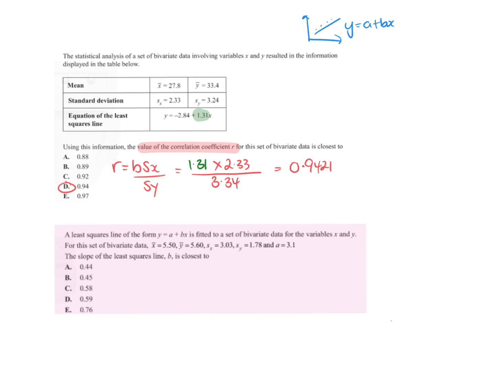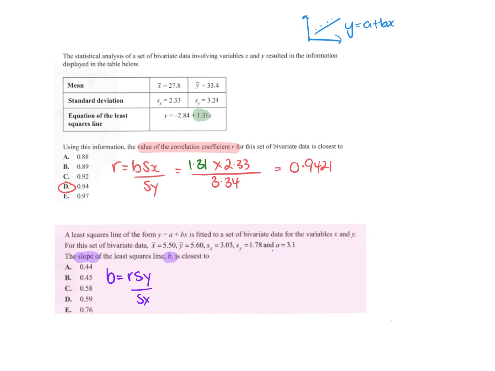Okay, in the next one, the least squares line of the form y equals a plus bx is fitted to the set of bivariate data, and the variables x and y, and they've given us a little bit of the statistics there. Now for the question, it's asking me for the slope, or the B value. If I write out my B value formula, B is R times SY over SX. Now, if I look through my data, I don't have R there. R's missing. So there must be another way to find this.